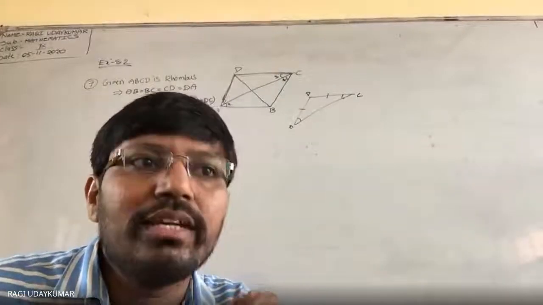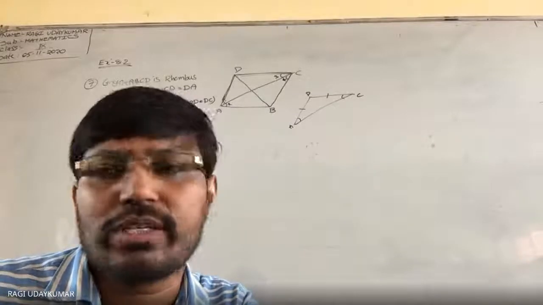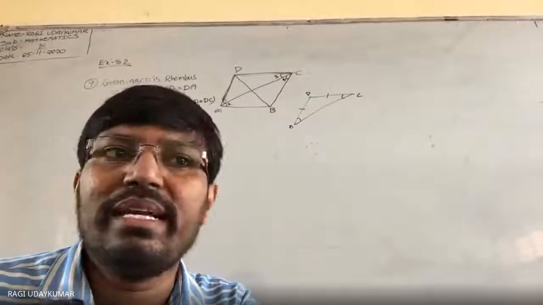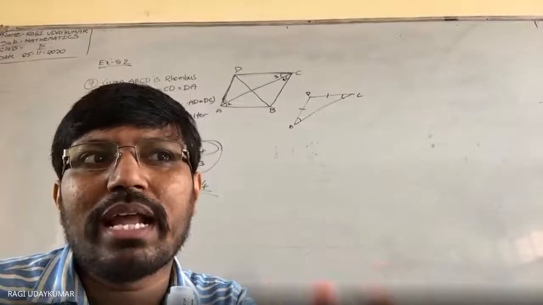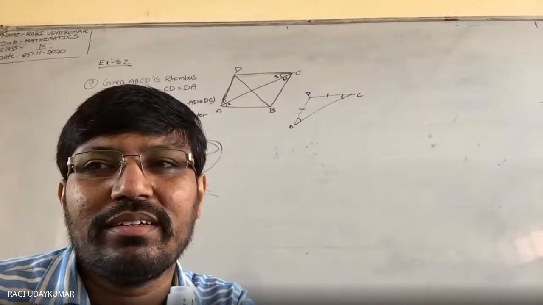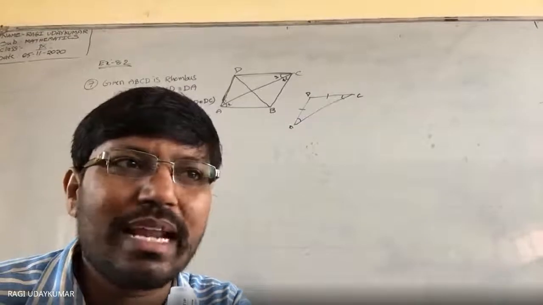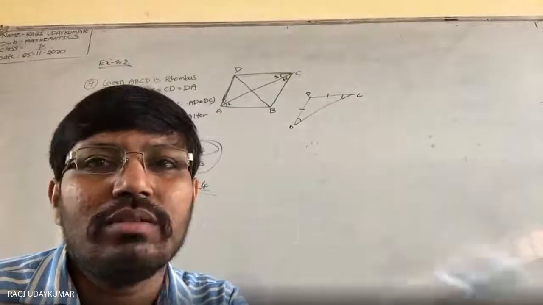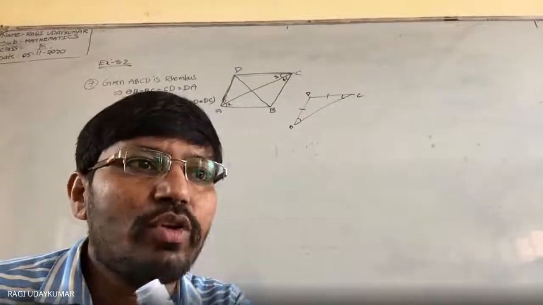ABCD is a rectangle in which AC bisects angle A as well as angle C. Show that ABCD is a square. This is similar to the problem of 6, where diagonal BD bisects angle B as well as angle D. There the parallelogram was a rhombus; we proved the parallelogram as a rhombus. And here we have to prove the rectangle a square. So both are similar problems. The 8th problem also you can do.